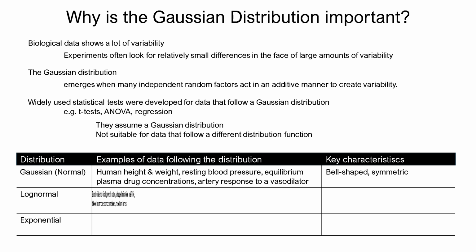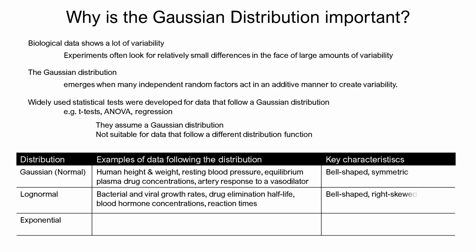Bacterial and viral growth rates, drug elimination half-life, blood hormone concentrations, and reaction times all follow a log normal distribution. This looks like a normal distribution, but it is asymmetric with data skewed to the right because there are more small values and few large ones.